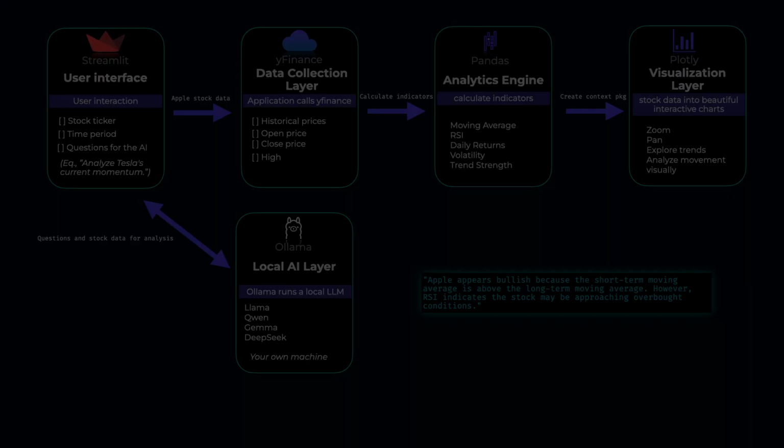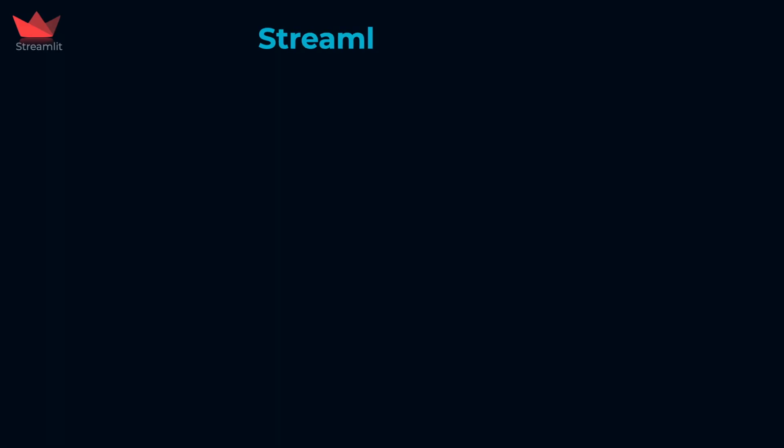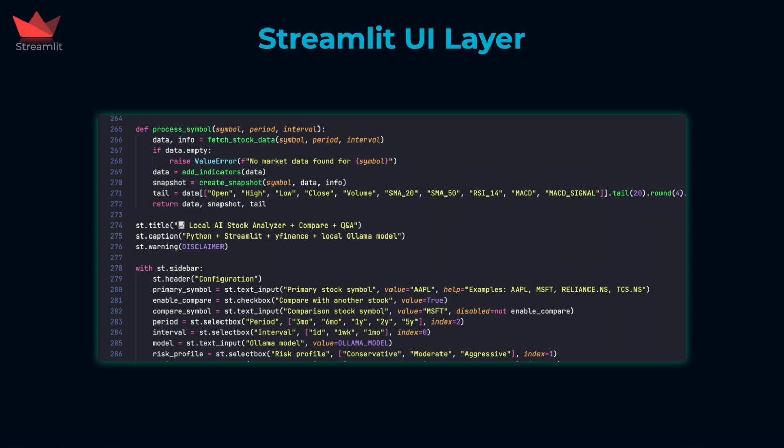Let's understand the main components of this architecture. The first one is the Streamlit UI layer. This is the presentation layer where we are interacting with the stock analyzer. Like we input the stock symbol, change the Ollama models, we tune the risk profiles and so on. If you look at the code, you will see that we are using the Streamlit library APIs like text input, checkbox, and these APIs are helping us to build the UI we desire.